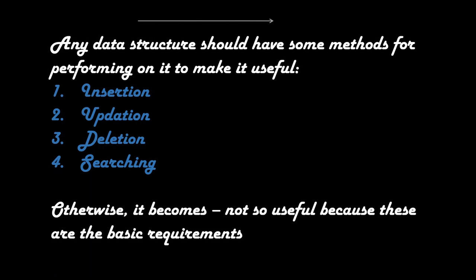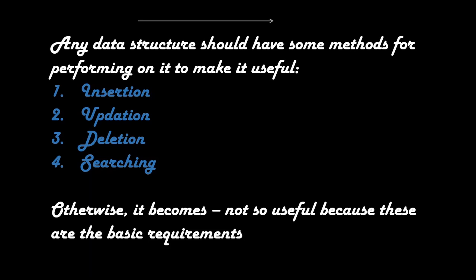This is a rule of thumb that says that any data structure should have some methods for performing operations on it to make it useful. What does it mean? It means that if you're inventing a data structure, you must have some methods which you can apply on it. First of all, insertion, of course. If it's a data structure, the job is to store the data, hence insertion is a must. Then updation and deletion, because you may want to change the data later. And then fourth is searching.